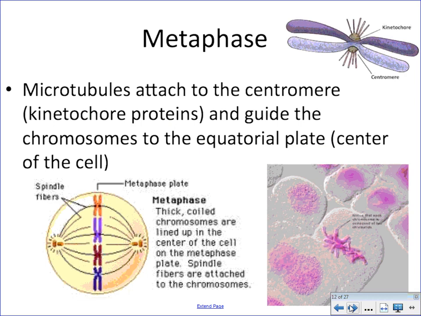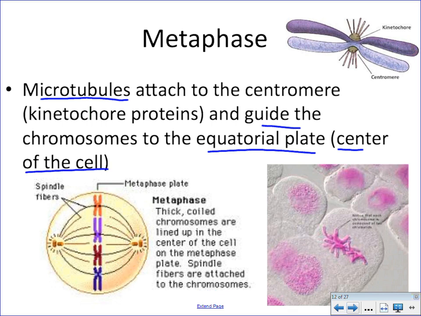In the next phase, metaphase, there are protein structures called microtubules that attach to the centromere of the chromosome and will guide the chromosome to the equatorial plate, i.e. the center of the cell. So basically in metaphase, the chromosomes line up in the middle of the cell. These microtubules extend from the centriole and attach to each chromatid. So you'll have two microtubules attaching to each chromosome, or to each sister chromatid.